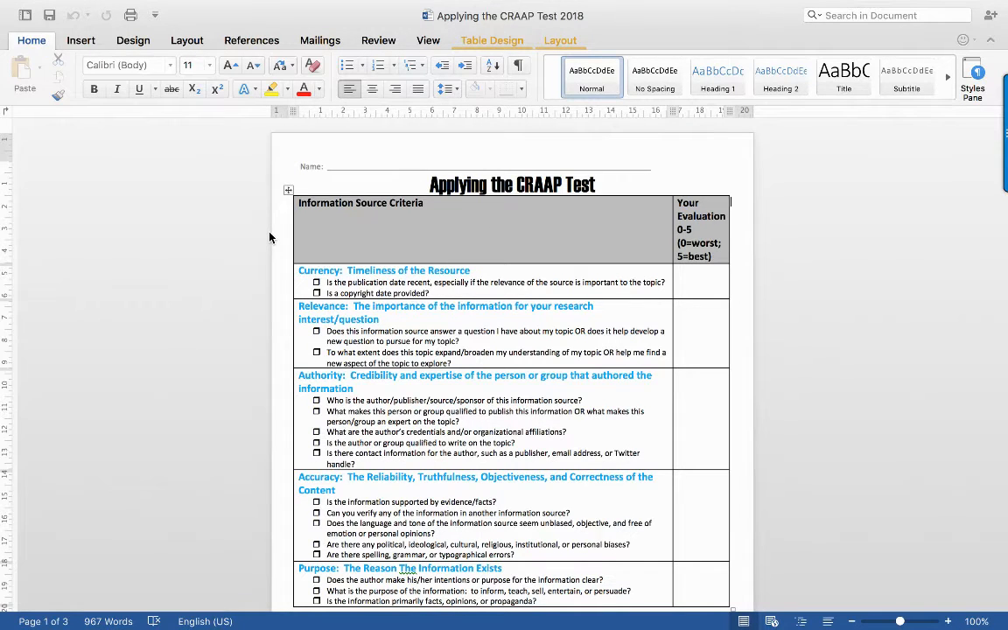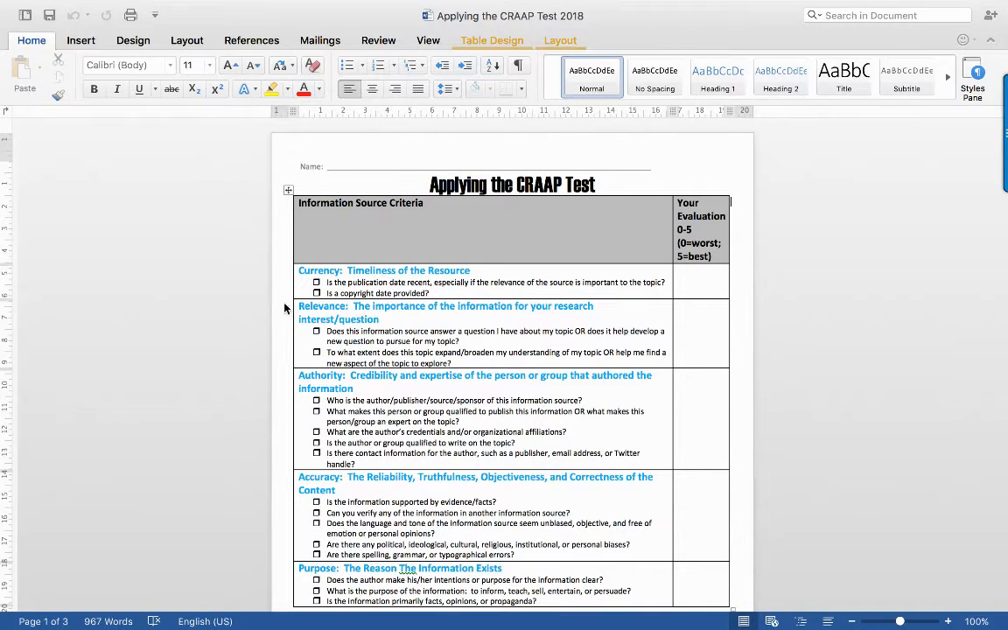First of all, when you are reading something, understand that it is important to consider its currency, the timeliness of the resource. You want to consider whether it has a recent publication date and if it's relevant to the topic that you are studying. This is especially important in something like science, where current research and data may make us think differently about a particular topic. Look for a copyright date as well if it is a book.